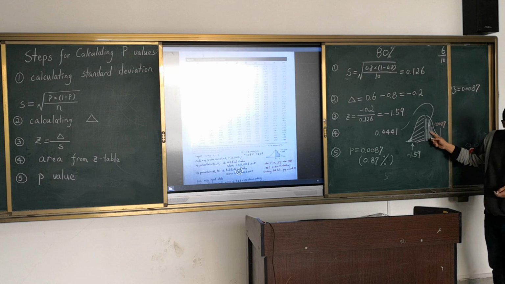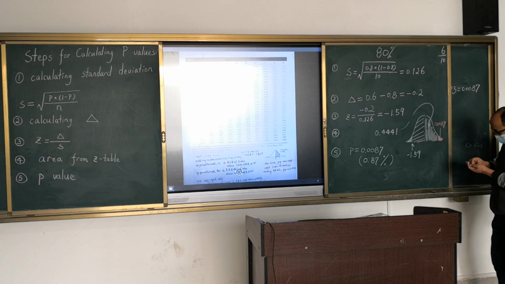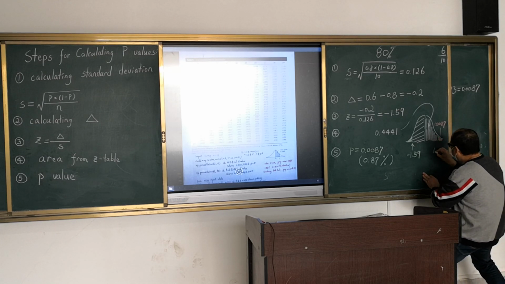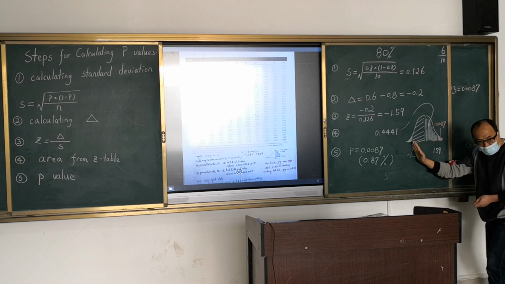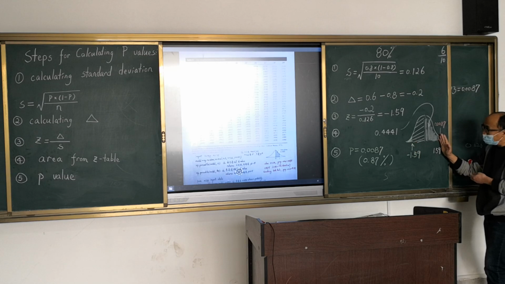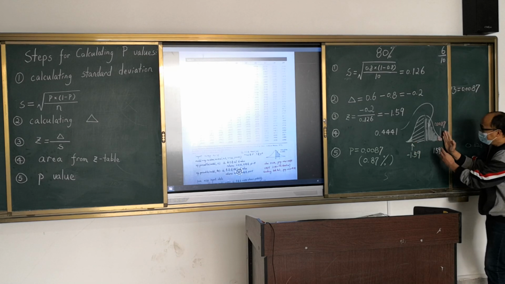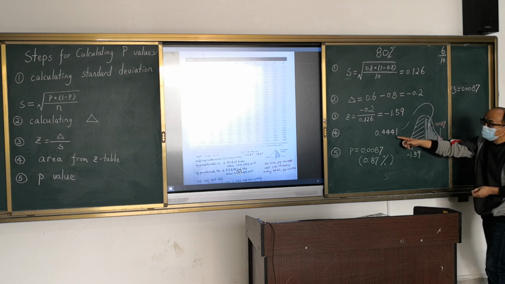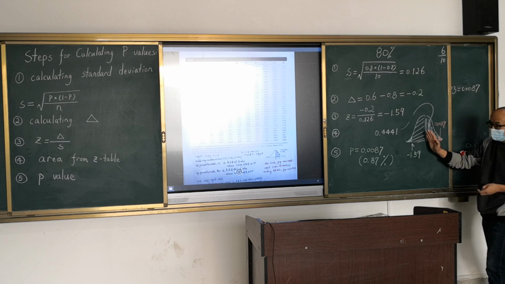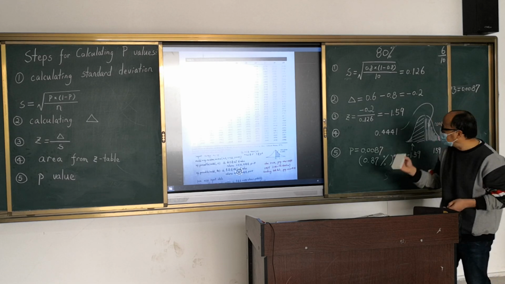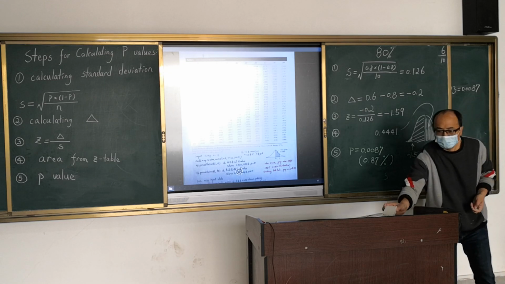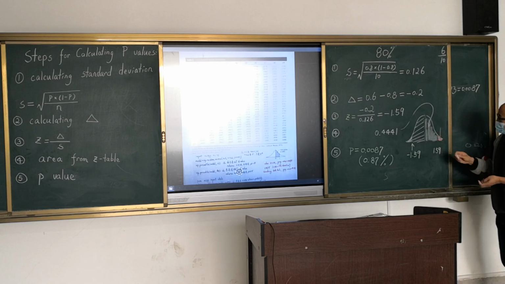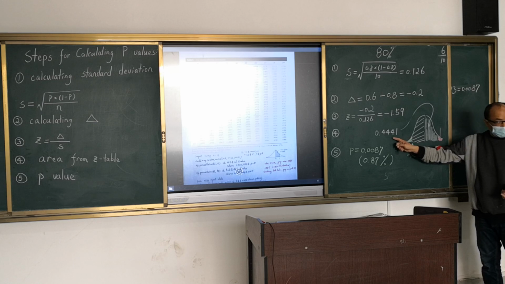It means this area. Negative 1.59, positive 1.59. Okay? This area is 0.4441. This is the old, this is the previous. This area is 0.4441, okay?